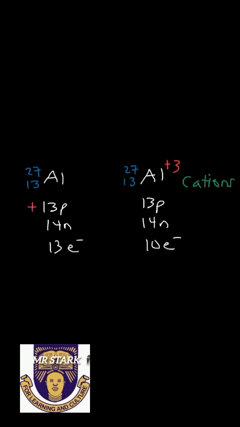Now, if you add the 13 protons and the 13 electrons, you get a net charge of 0. So atoms are neutral. But for the ion, if you add the 13 protons with the 10 electrons, which have a negative charge, 13 plus negative 10 is positive 3, which is the net charge of the ion.